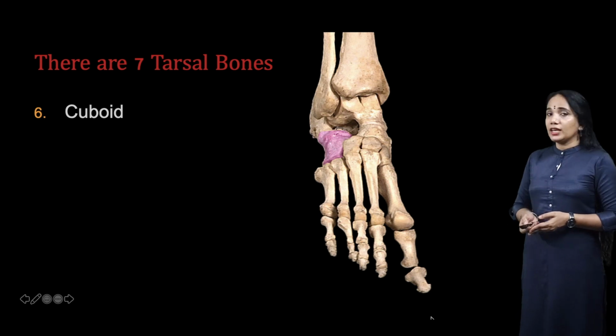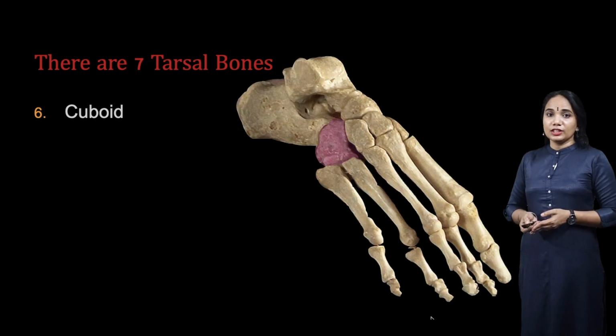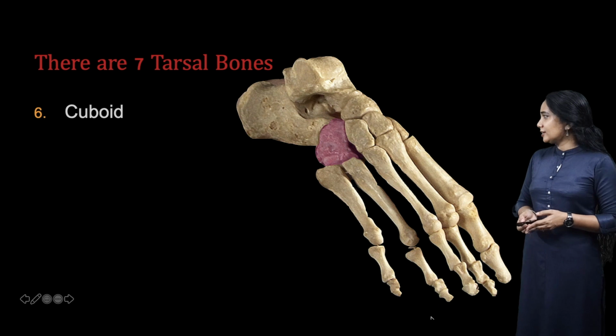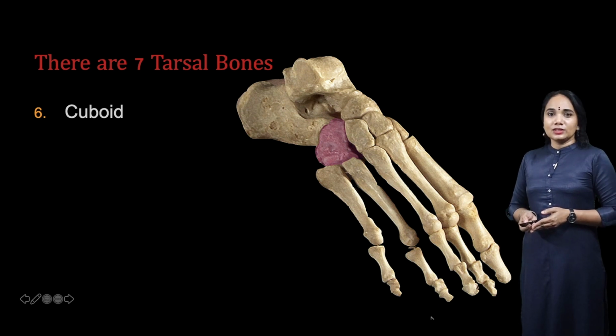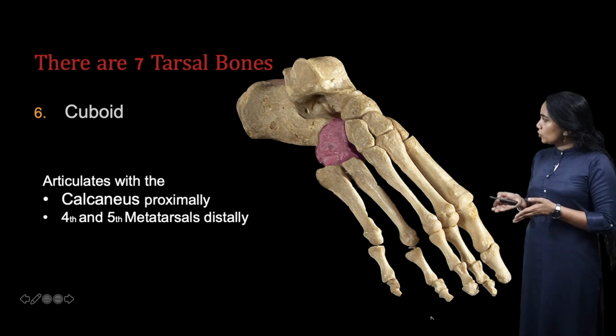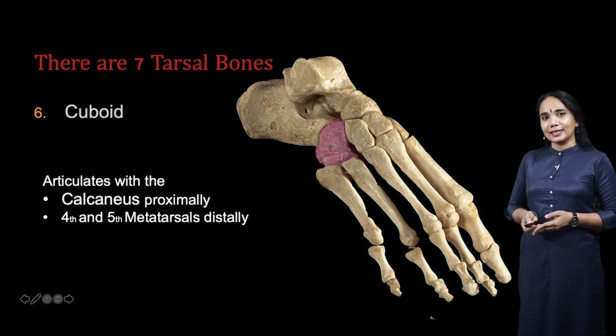And that brings us to the last tarsal bone of the foot, which is a cuboid. I've got the number wrong, don't mind, that's the 7th bone. So the cuboid is over there, you can see it from the lateral view, and it articulates with the calcaneus posteriorly, as well as the 4th and the 5th metatarsals distally.